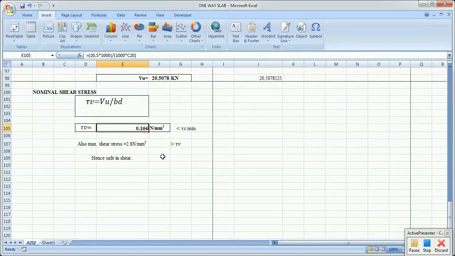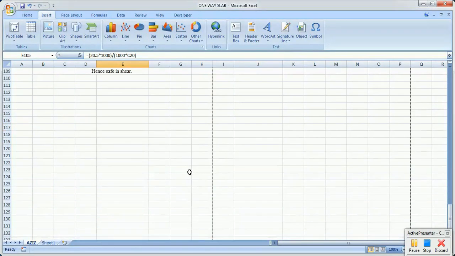You get the value of tau v as 0.164, which is less than tau c minimum. Tau c minimum is 0.28 Newton per mm square, by referring to IS 456 table number 19. So tau c minimum is 0.28 and our value of tau v is less than tau c minimum, hence it is safe in shear.